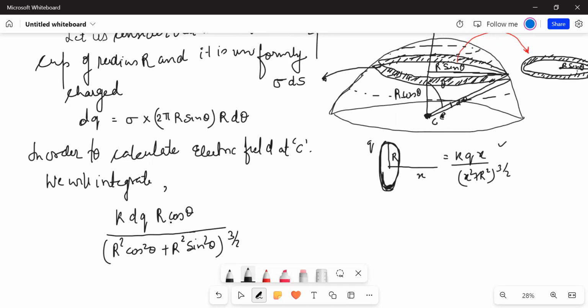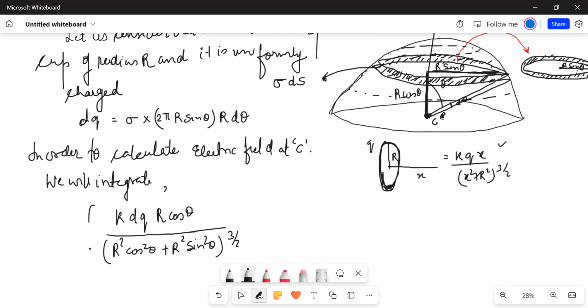So k dq r cos theta. What is r cos theta? It is the distance of the ring from the center. So this is k dq r cos theta, and the radius of this ring, not hemisphere, sorry, the radius of this particular ring is r sine theta. So (r square sine square theta plus r square cos square theta) raised to power 3 by 2. Instead of x, I have written the distance as r cos theta, and instead of r, I have written r sine theta, because the radius of this particular ring is r sine theta.